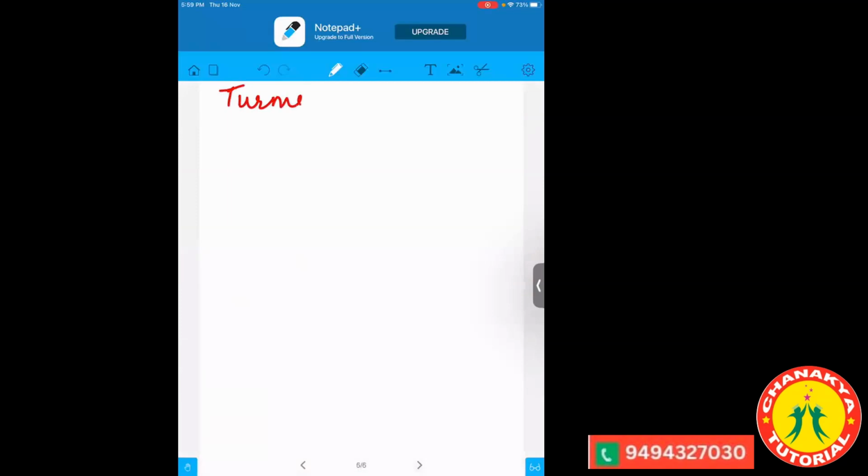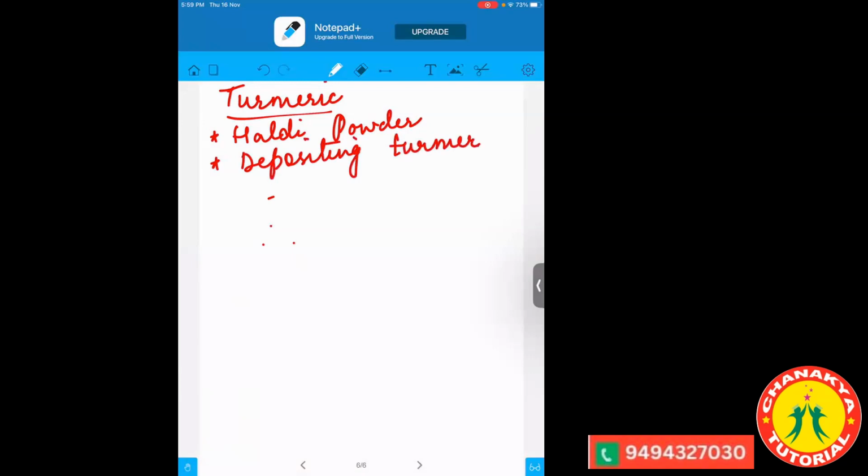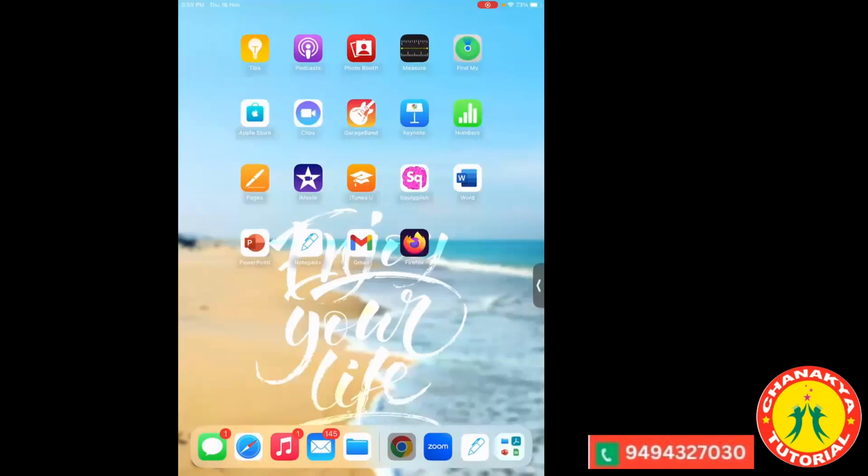Then the third one is turmeric, which we also call haldi powder. Generally we use it at home. It will be yellow in color, as we know very well. So how will we get it? We will get it by depositing turmeric paste. We need to make the paste of turmeric on blotting paper. Blotting paper is a kind of filter paper. I'll show you the picture also. So we need to take the turmeric paste and put it on the blotting paper.